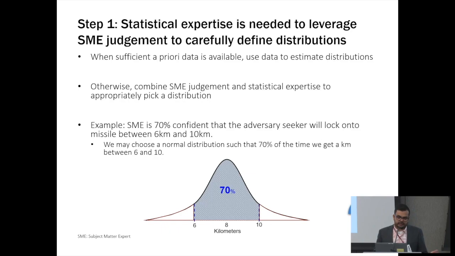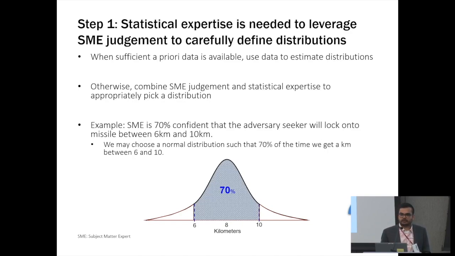So let's say your SME tells you, we're 70% confident it's between 6 and 10. That's a lot. So how exactly do you put a distribution on that? Well, what I recommend and what IDA recommends is you sit down with a stats expert, and you sit down with intelligence, and you sit down with SMEs and you decide on what distribution you want to fit.